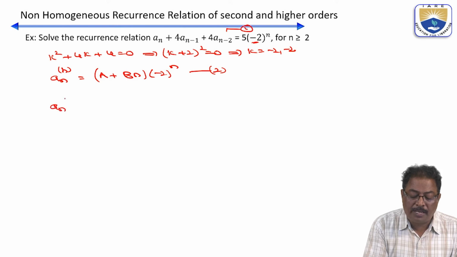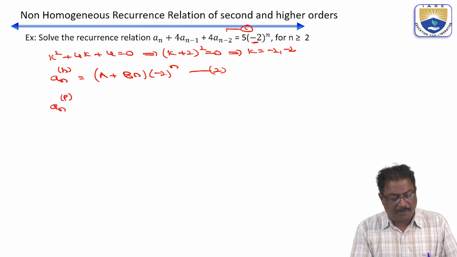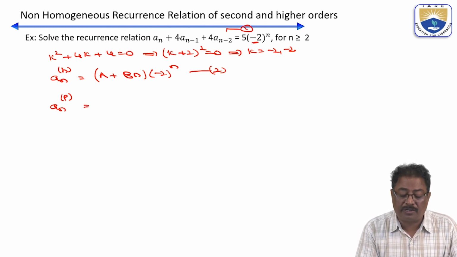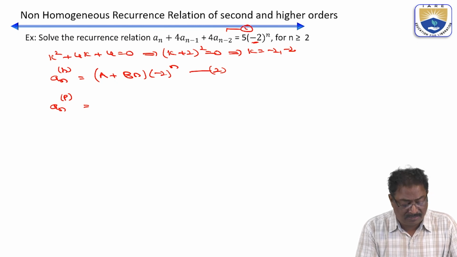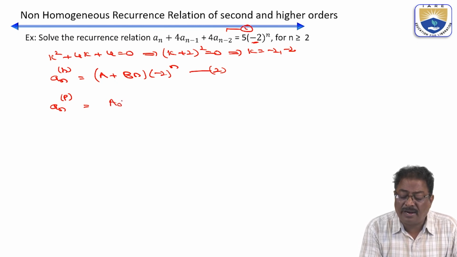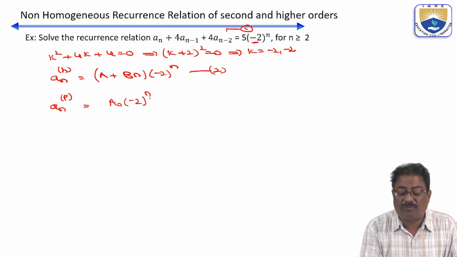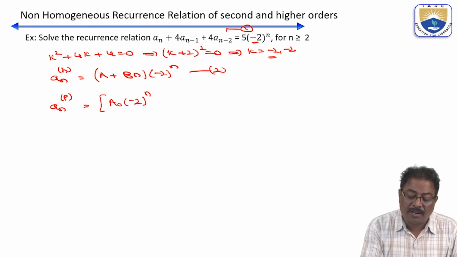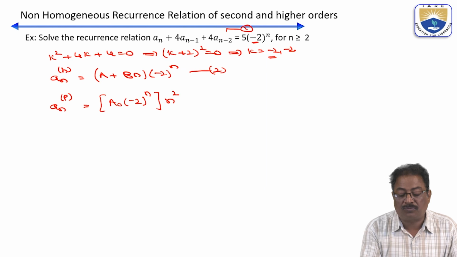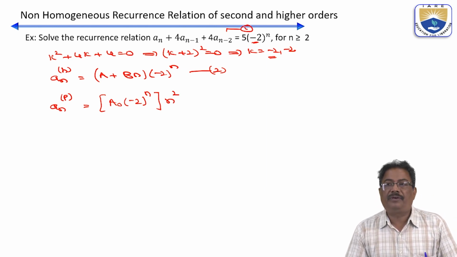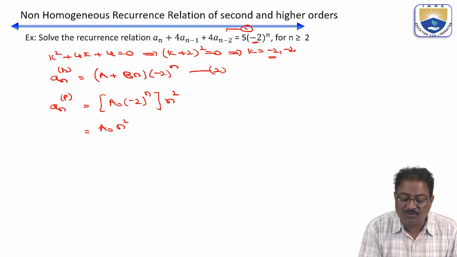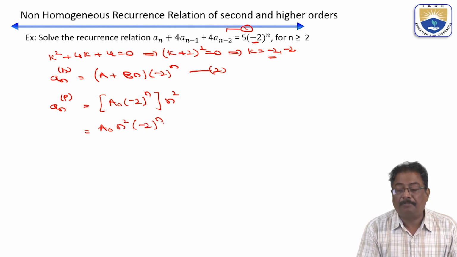So now a_n^(p): if -2 is not a root of the auxiliary equation, then this can be written as a_0(-2)^n. If it is a repeated root, then how many times is it repeated? 2 times, so I am going to write it with n^2. If it is a simple root, I write n. If it is repeated twice, n^2. So I am going to write it as a_0 n^2 (-2)^n.